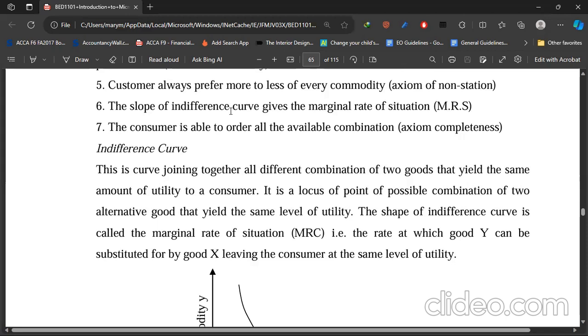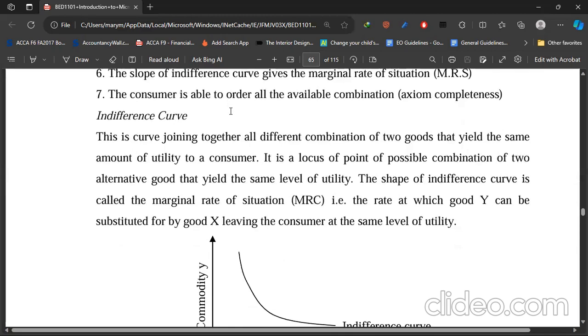So what is an indifference curve under your notes here? We are saying this is a curve joining together different combinations of two goods that yield the same amount of utility to a consumer. It is a locus of points or possible combinations of two alternative goods that will yield the same level of utility. The slope of the indifference curve is called the marginal rate of substitution.